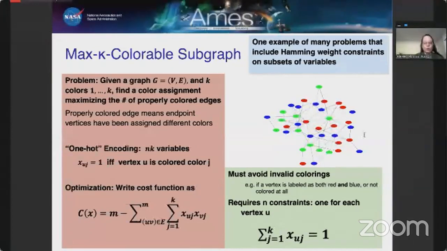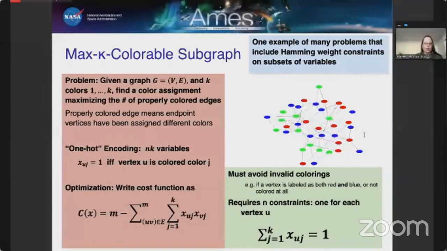And then we want to avoid invalid colorings where a vertex is labeled with two colors or not colored at all. We particularly want to avoid the second case where it's not colored at all, because a very easy way of optimizing this is to not color anything. So it's pretty important to make sure that every vertex is colored once and only once, and that gives us a Hamming weight 1 constraint. And under a normal transverse field mixer, you quickly lose that, even if you start in a state that obeys that constraint.